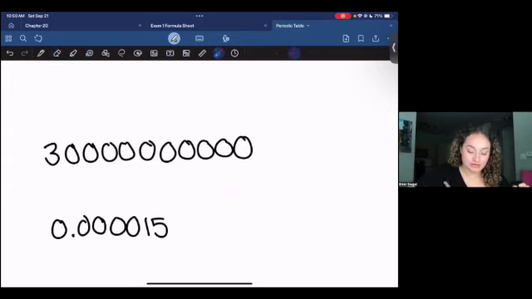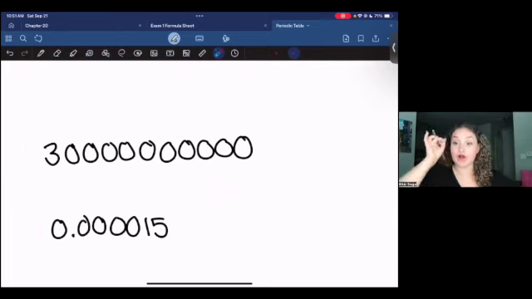If you have a number like this or like this, when you use these in calculations, you're not going to be writing out or typing into your calculator all of these zeros. It's a waste of time and you're going to make mistakes. So this is why we use scientific notation.